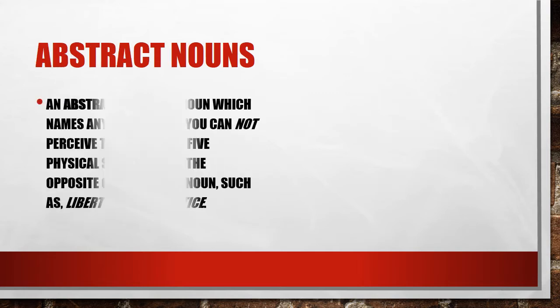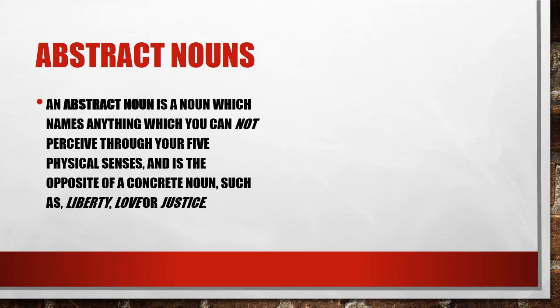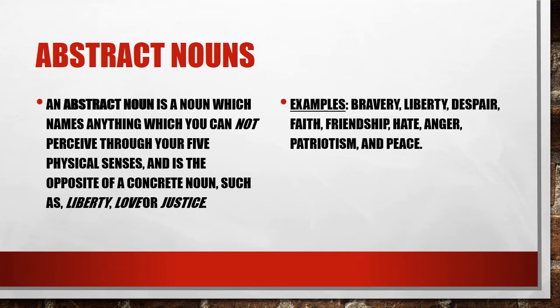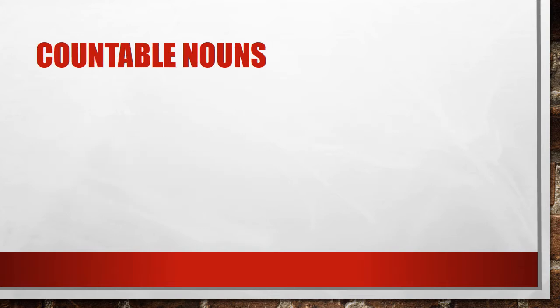Abstract nouns. An abstract noun is a noun which names anything which you cannot perceive through your 5 physical senses, and is the opposite of a concrete noun, such as liberty, love, or justice. Some more examples: bravery, liberty, despair, faith, friendship, hate, anger, patriotism, and peace. We cannot feel, touch, taste, see, or hear these things, and that is why they're considered abstract.